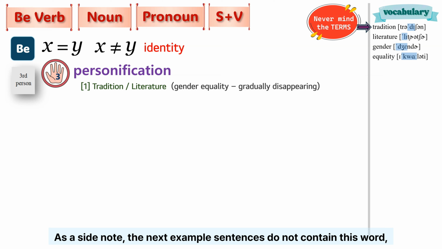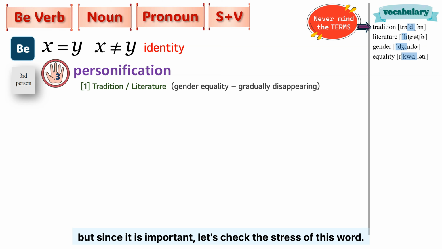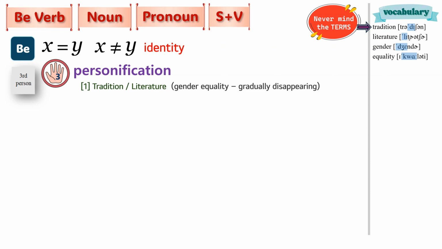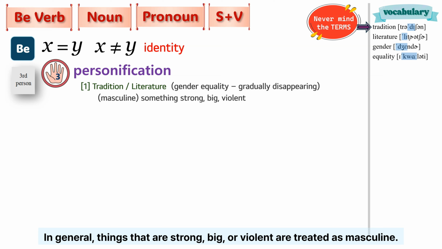As a side note, the next example sentences do not contain this word, but since it is important, let's check the stress of this word. Tradition, literature, gender, equality. In general, things that are strong, big, or violent are treated as masculine.